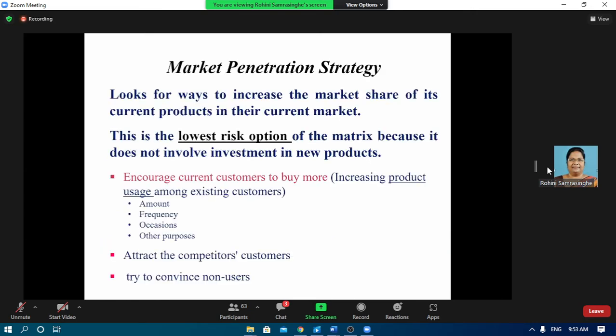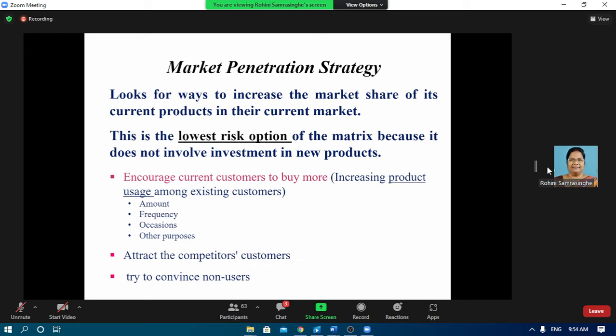So you can see the penetration strategy separately. It always tries to increase market share, using the current product with the current customers, right? So they can encourage current customers to buy more. That is a good example you can see here: encourage current customers to buy. In other words, increase product usage among the existing customers. So you can understand how a company can encourage current customers to buy more.